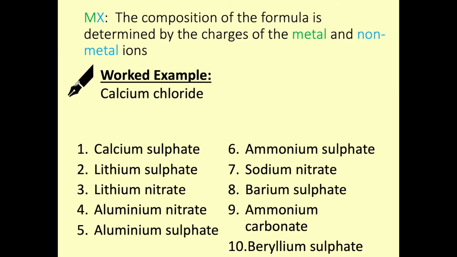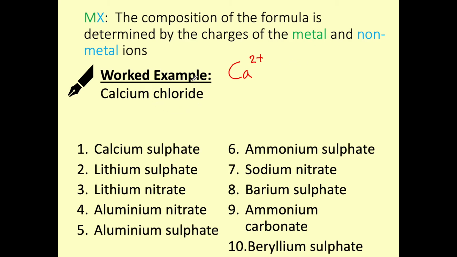The composition of MX can change depending on the different charges of our metal and our non-metal ions. So we're going to have a look at this calcium chloride example. Calcium is in group 2 and therefore it has 2 electrons in its outer shell, and these both get lost when we form the calcium ion to form Ca2+. Because we've lost 2 negative electrons, we then have that overall charge of calcium 2+.